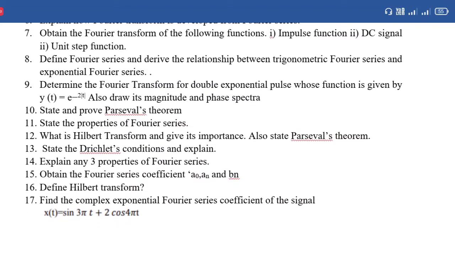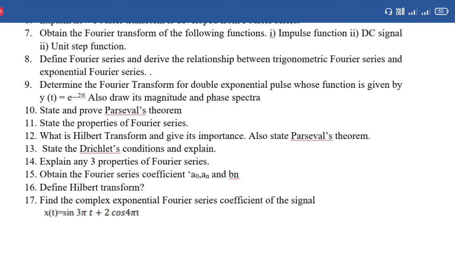State and prove Parseval's theorem. State the properties of Fourier series. What is a Fourier transform and give its importance. Also state Parseval's theorem. State the Dirichlet conditions and explain any three properties of Fourier series. Obtain the Fourier series coefficients A0, An and Bn.